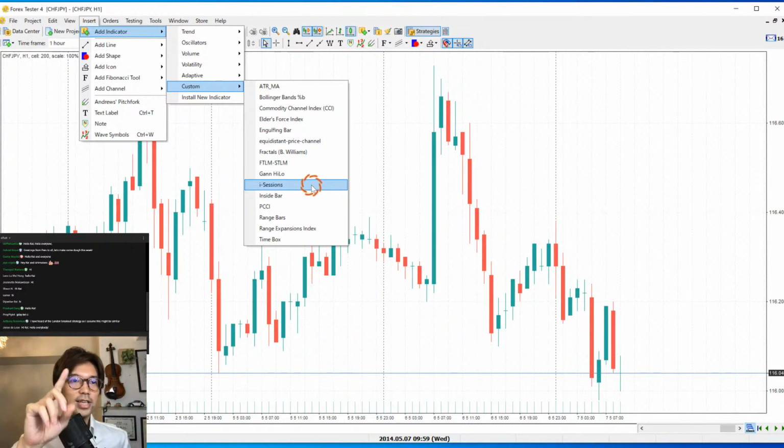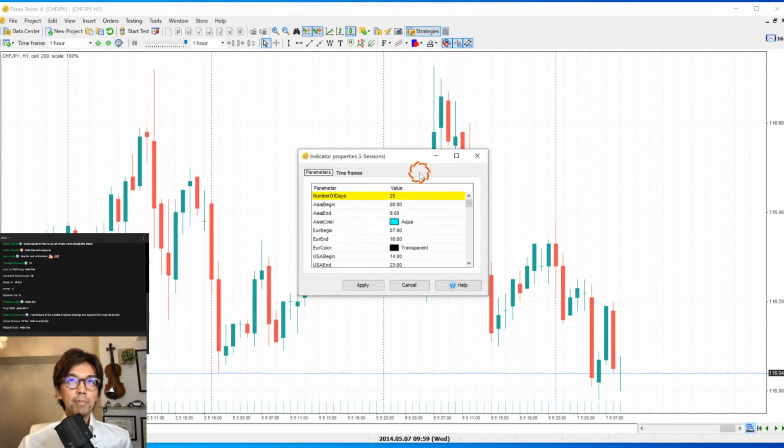So you go to insert and add indicator, custom, and iSessions. And if you click on this one, iSessions, there's a pop-up where you can adjust these parameters. So I usually set the agent begin to 0 a.m. because 0 a.m. UTC is 9 a.m. in Japan time. So Tokyo Box strategy is between 9 a.m. to 5 p.m. in Japan time, which is a business hour in Japan.